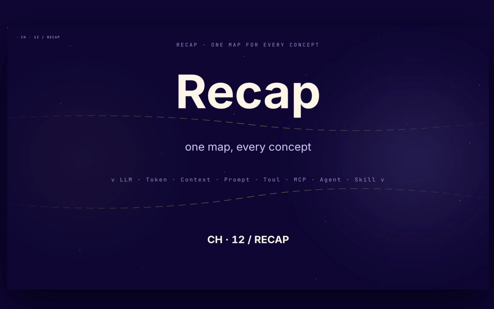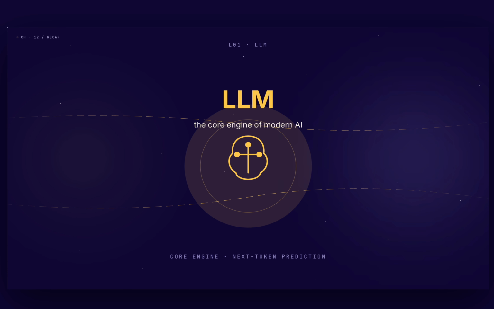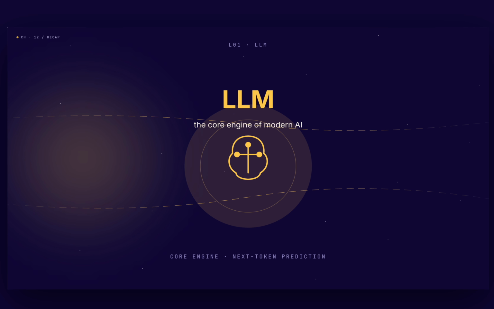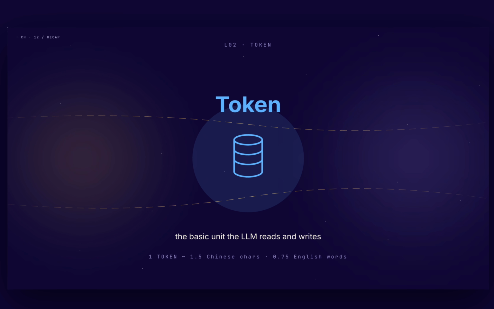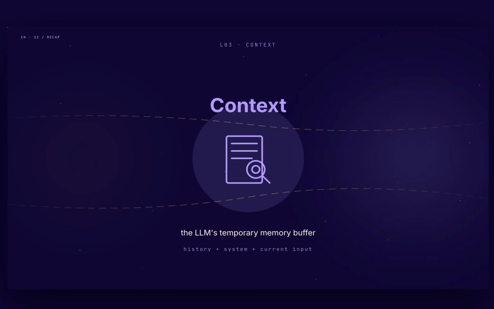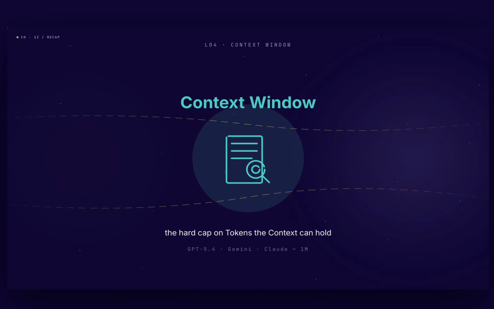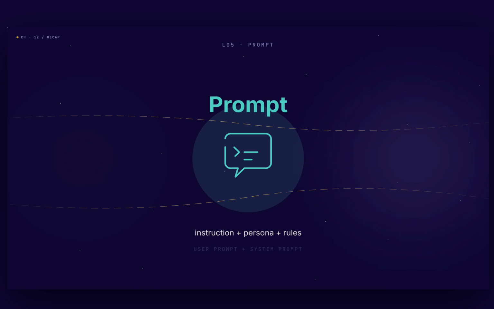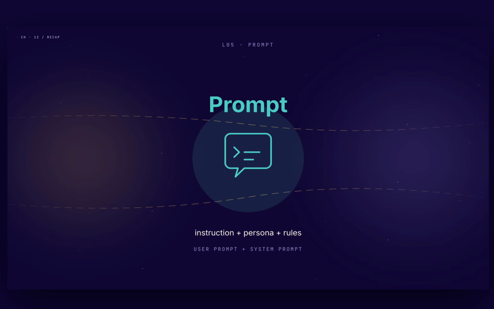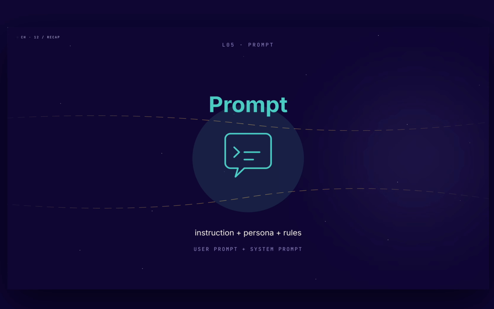LLM stands for Large Language Model. It's the core of every AI technology. Token is the most basic unit the model uses to handle data. Context is the total body of information the model receives each turn. You can think of it as the model's short-term memory. Context window represents the maximum number of tokens context can hold. Prompt is the specific instruction or question the user or system gives the model. It comes in 2 flavors, user prompt and system prompt.